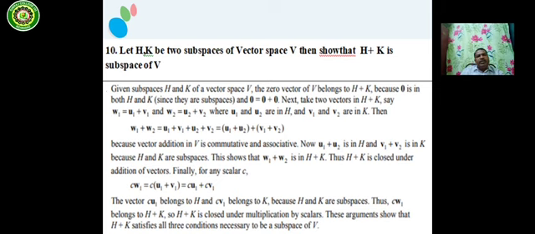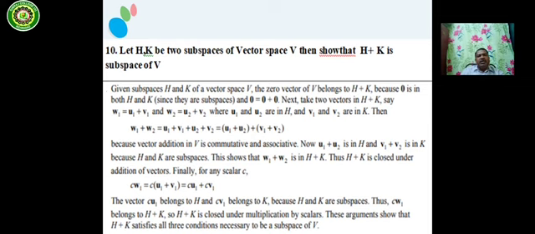Let H, K be two subspaces of vector space V. Then show that H plus K is also a subspace of V. In the previous problem we know H intersection K is a subspace, but the union H union K is not a subspace. So here H plus K is a subspace of V.